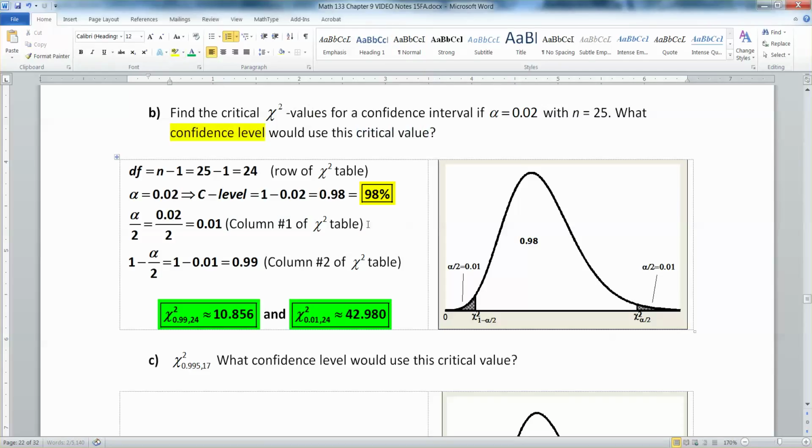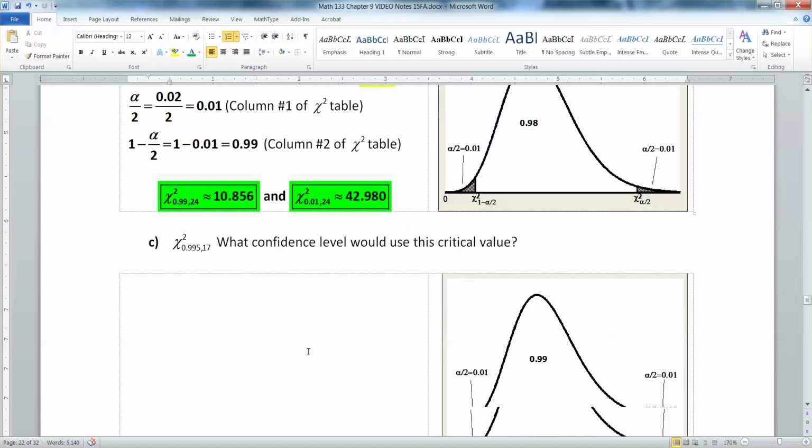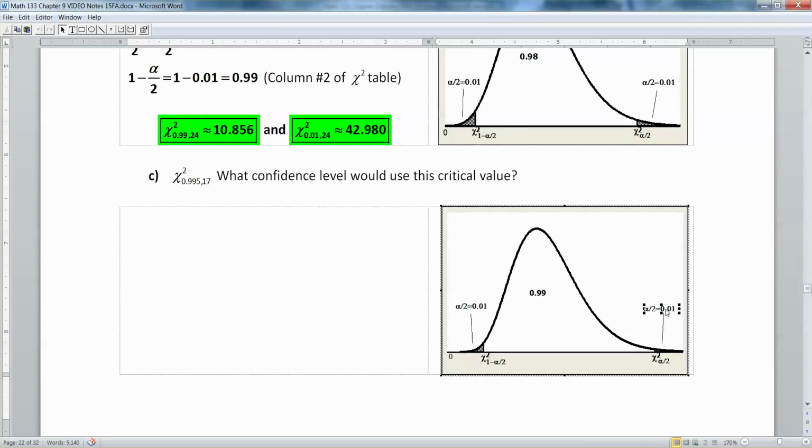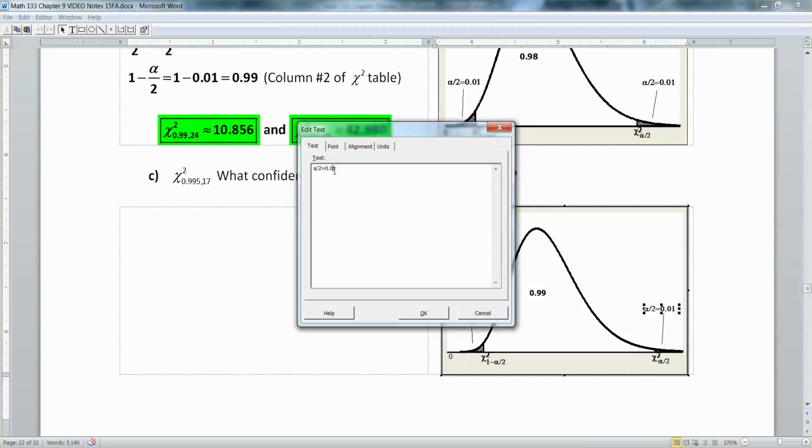All right, so we did that one, and we also answered the question of the confidence level. They asked us that, so we got that in there with the 98%. And then we found both the critical values. Now this particular one actually doesn't want us to find both of them. It only wants us to find one of them, the one on the left, in fact, because it's 0.995 comma 17. So the area to the right of that is 0.995. And I just realized I forgot to change this label in here. So this should say 0.005, and so should the other side.